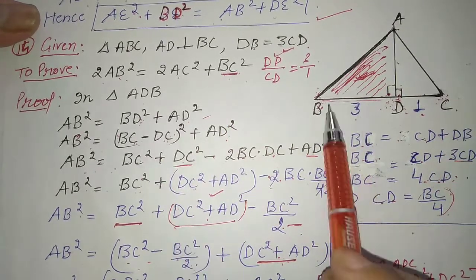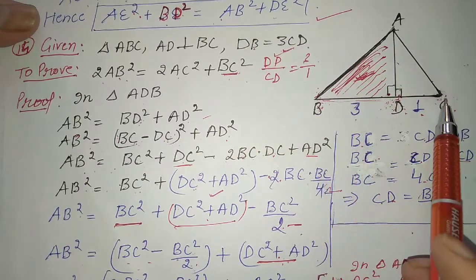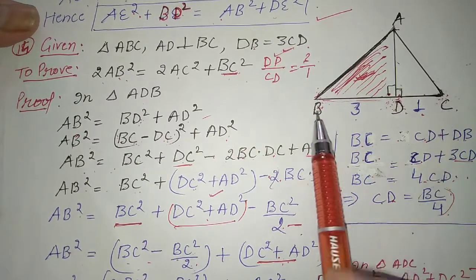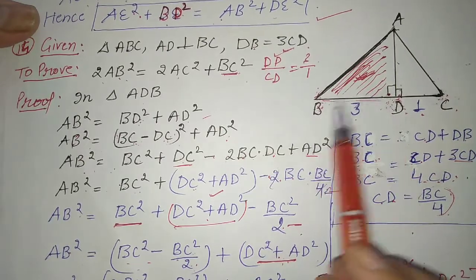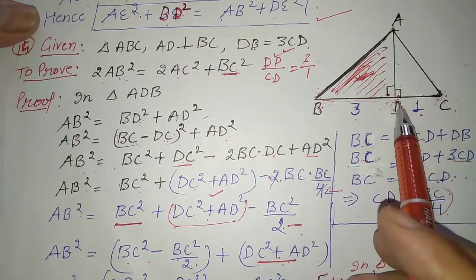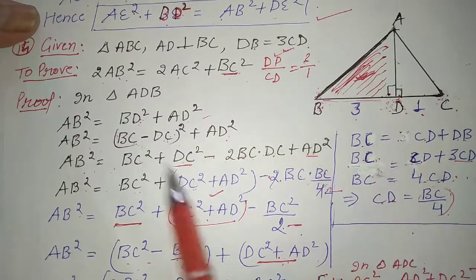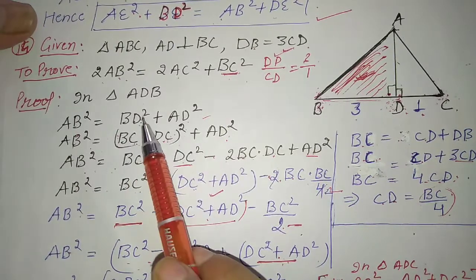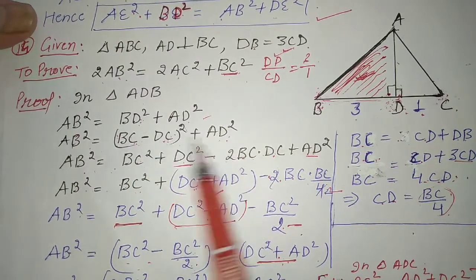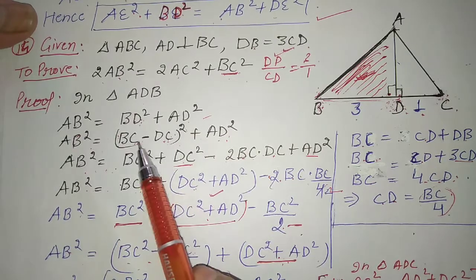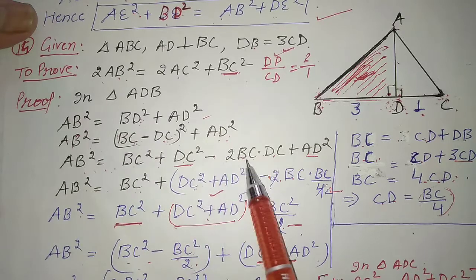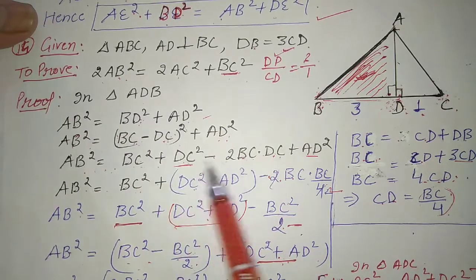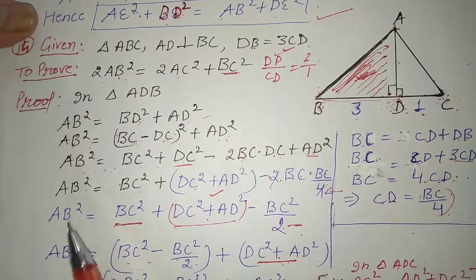So BD can be written as BC minus DC. Can be right? Yes, of course. BD can be written as BC, पूरे में से अगर DC को माइनस कर दिया जाए तो we will get BD. तो BC minus DC, this whole square plus AD square. AB square is equals to, we will open the bracket, whole square, A square plus B square minus 2AB. BC square plus DC square minus 2BC into DC plus AD square.